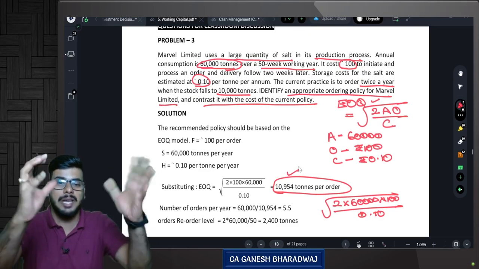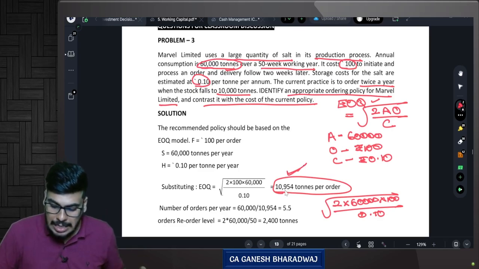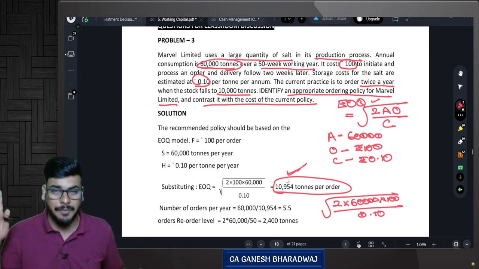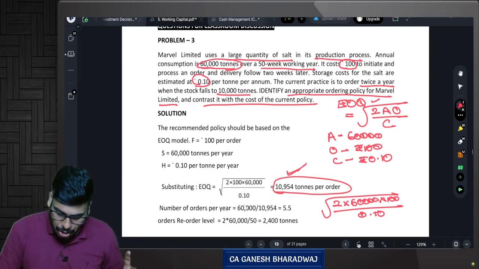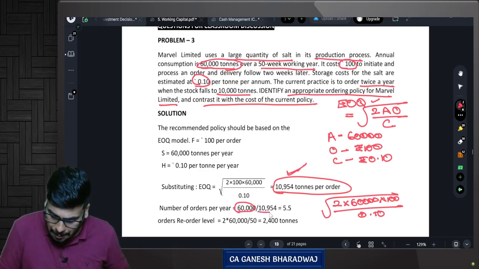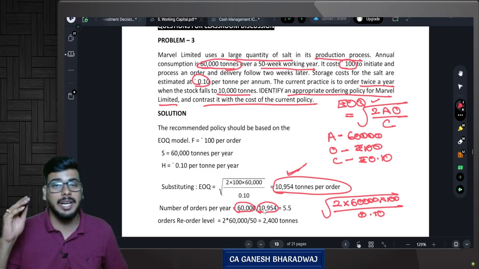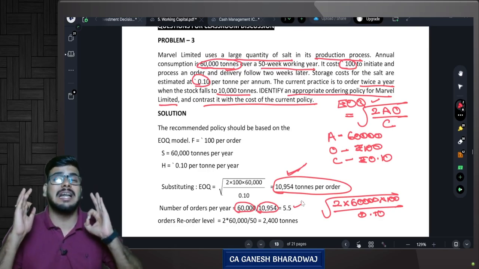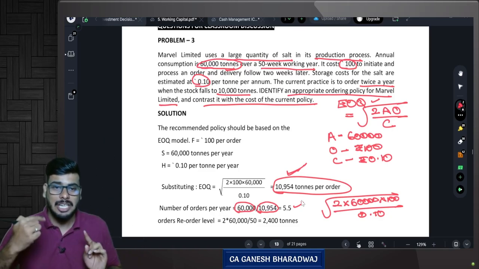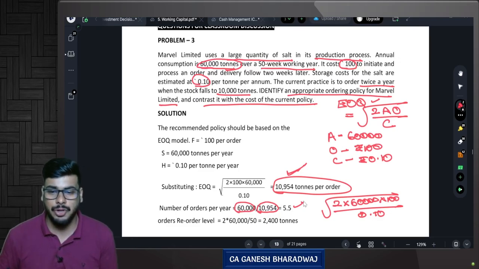So every time you place an order, you should place an order for 10,954 tons of raw material, which means in a year, how many times will you order? Overall, I need 60,000 tons. Every time I'm placing an order for 10,954 tons, which means in a year, I will place approximately 5.5 orders. So the number of orders in a year is 5.5. Are you clear with this? Yes.